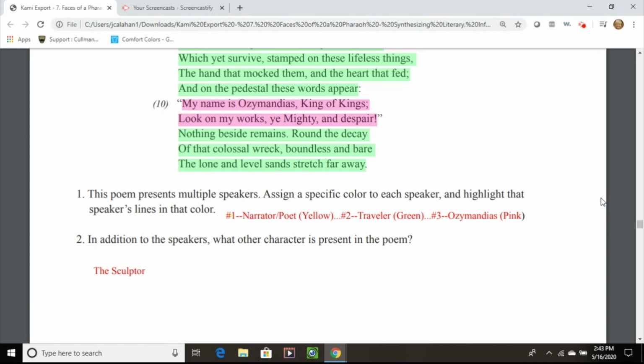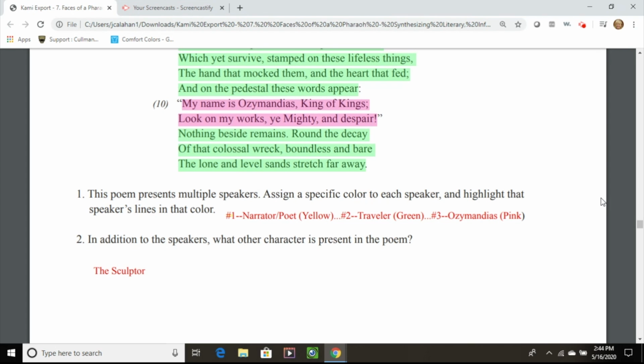And ask the students, in addition to those 3 speakers, what other character is present? Sometimes this will require some discussion to find the other character. But the 4th character present who does not speak within the poem is the sculptor himself.